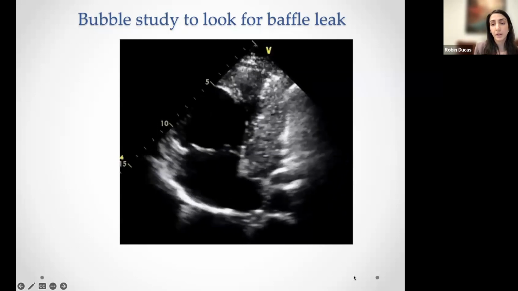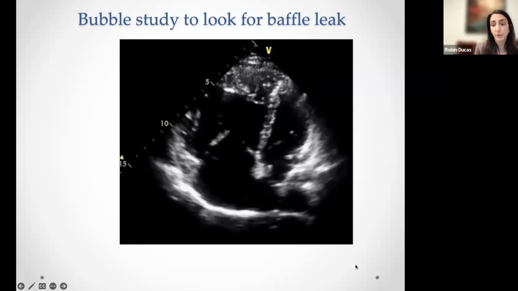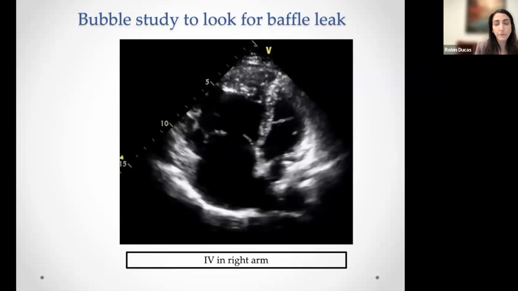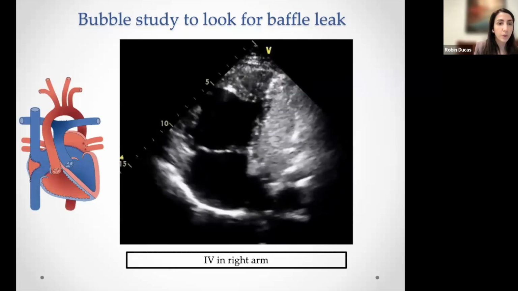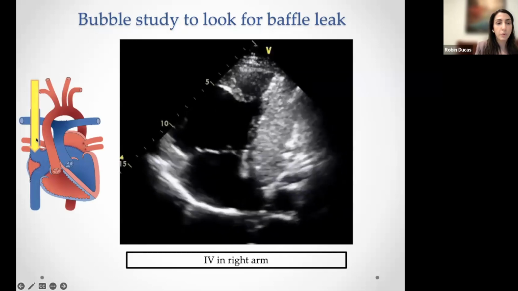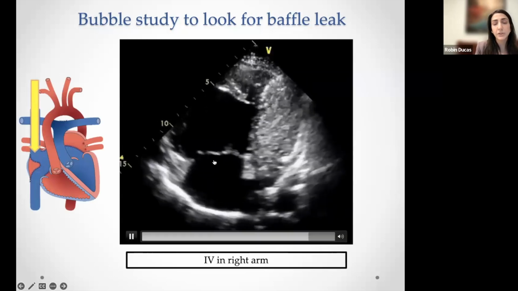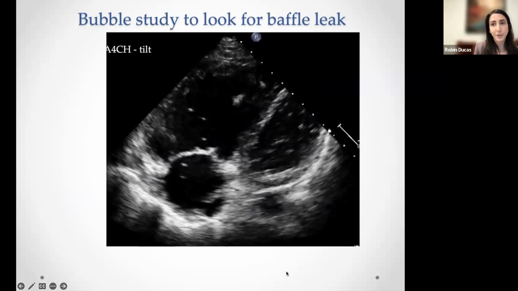into the subpulmonic left ventricle, and we don't really see any major bubbles in the systemic ventricle here. So IV in the right arm. And just to remind everybody what the surgical procedure was, here's our baffles. And then we had bubbles going in through the SVC limb of the baffles. And in this case, we did not see any leak. So we did not stop there.